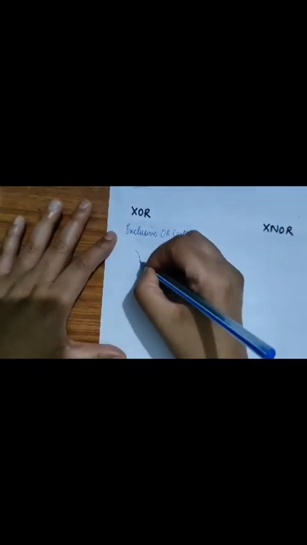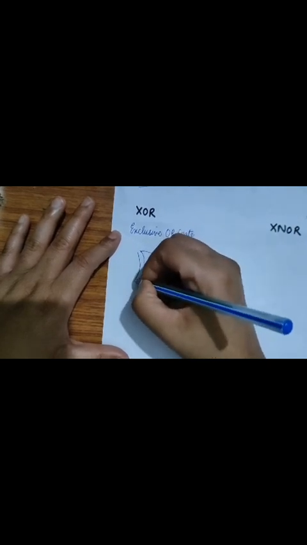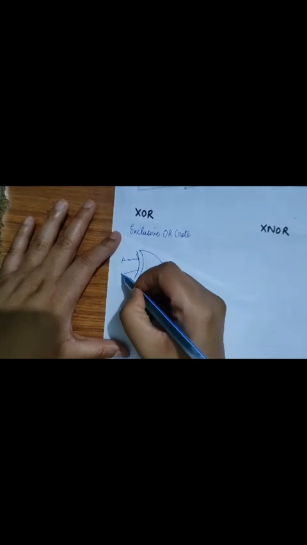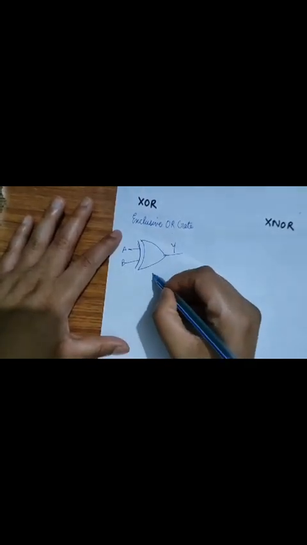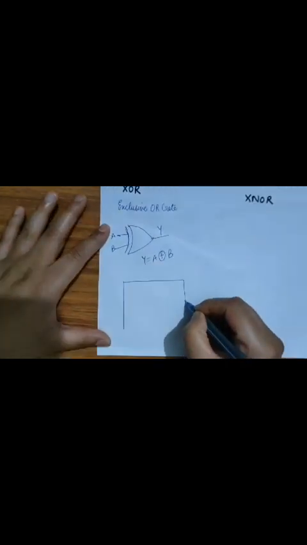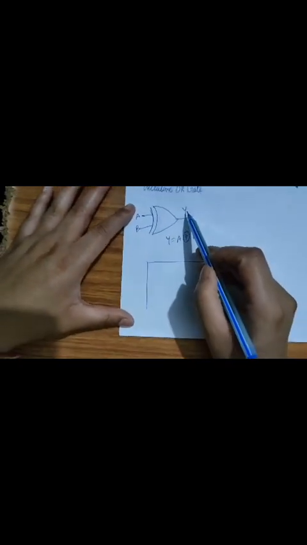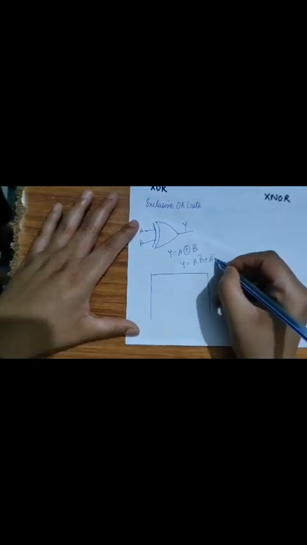The symbol for XOR gate is, we'll draw this OR gate and then we'll draw simply a curve like this. Here input A, B, and this is output. The symbol for XOR gate is a plus with a circle. And now to plot the truth table for XOR gate, the expression for Y will be Y equals A B bar plus A bar B.